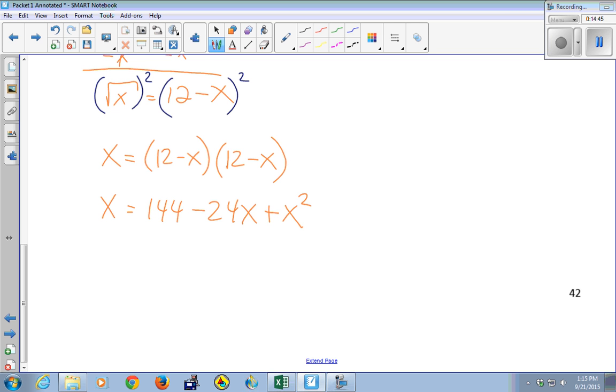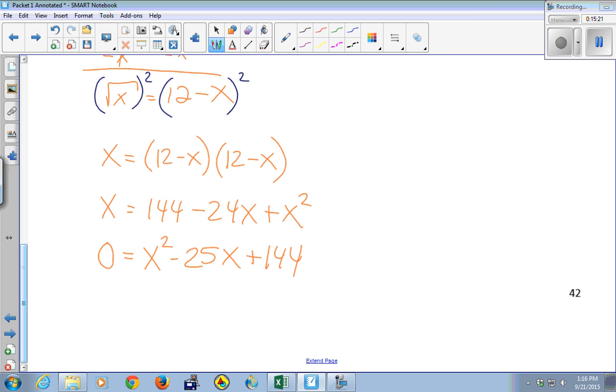What kind of equation is that I've created now? Say it louder. Quadratic. How do you solve a quadratic equation? Quadratic formula or factoring. Either way, what do you have to have first? One side has to be 0, so I'm going to subtract x from both sides. So I get 0 is x squared minus 25x plus 144.